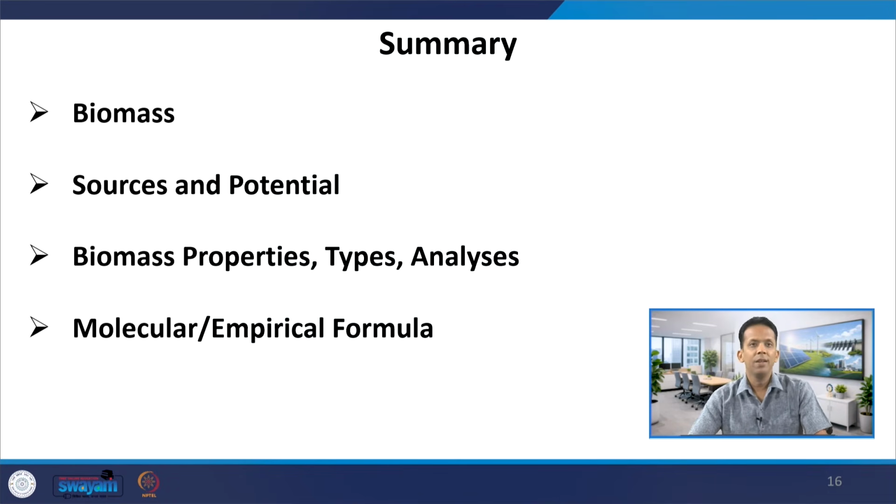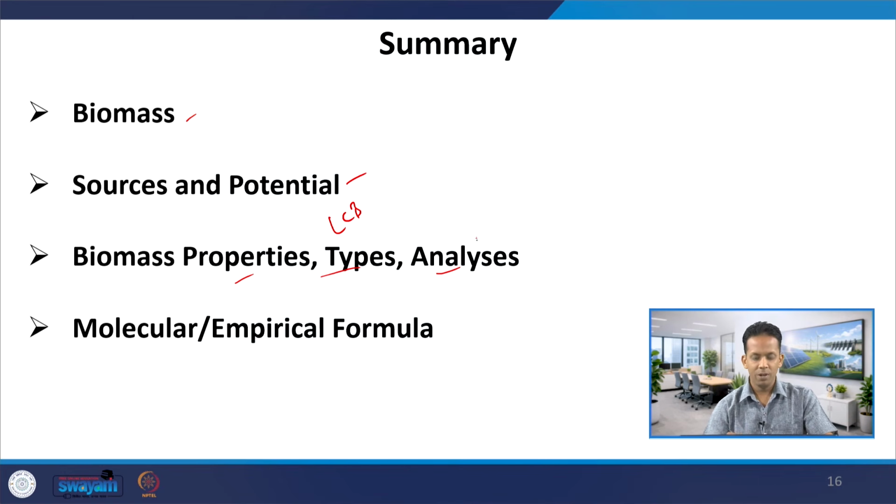So to summarize, we started with biomass, the definitions given by different agencies at international level, sources and potential, like what are the different sources of biomass: industrial, agricultural, forestry, municipal, sewage, animal residues, and the potential, like the biophysical limit, then availability in India. Then we looked at different types, properties and analysis of biomass. In types, there were mainly two, lignocellulosic biomass and non-lignocellulosic biomass. In properties, we looked at different ranges of values for different types of biomass.